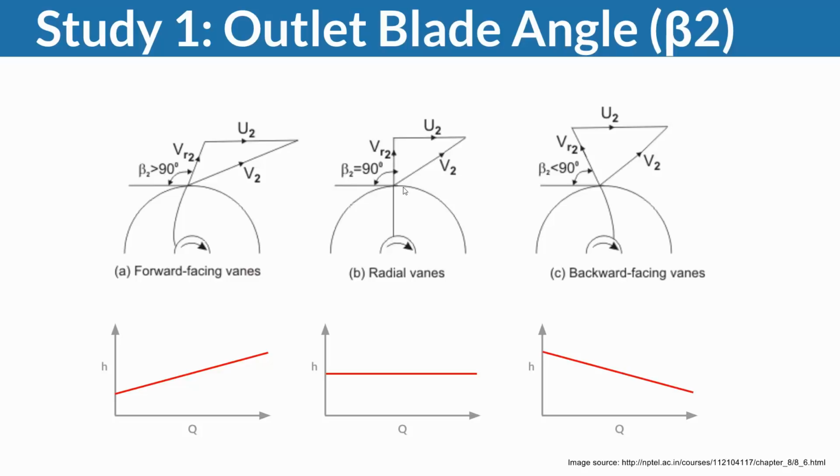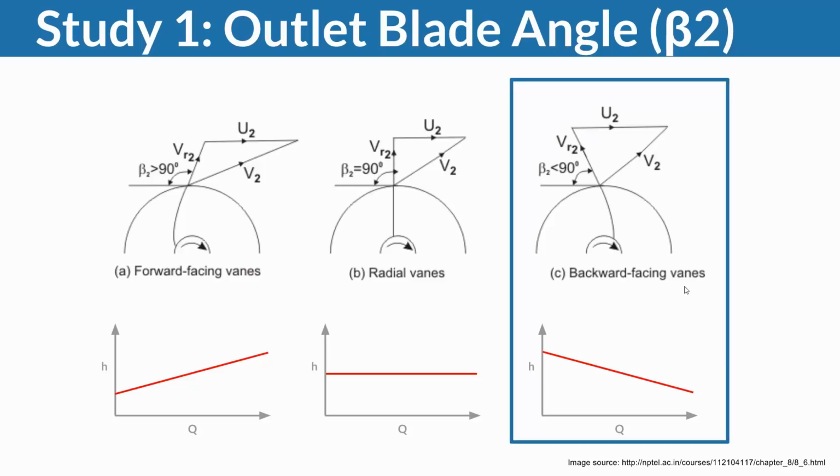Then radial vanes, beta is 90 degrees, where the head stays the same, and then arguably the most used type of centrifugal pump in industry is the backward-facing vanes, where we have beta smaller than 90 degrees, where head decreases with higher volume flux, right? So a robust, stable pump configuration. And we're going to look at this one.